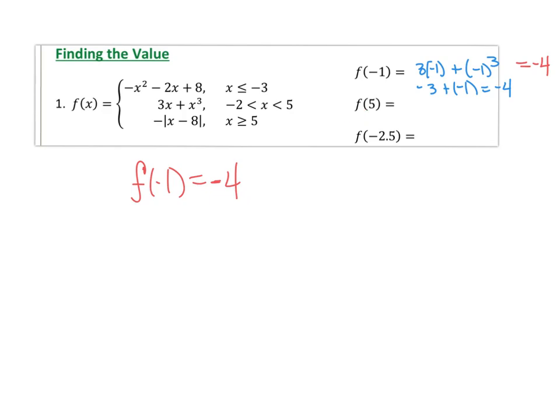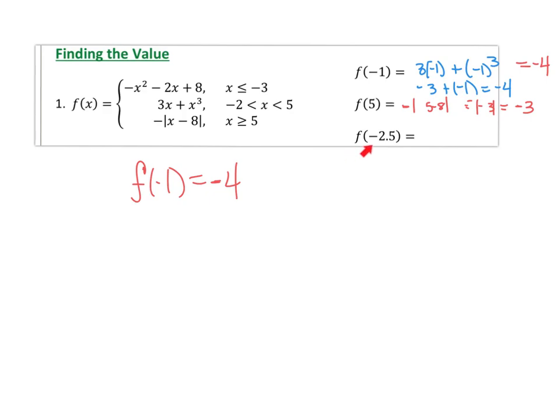Let's do the second one, f of 5. We've got to figure out what 5 fits in and what doesn't fit here. It doesn't fit here, but here this says x is greater than or equal to 5. Bingo, here it is. So we're going to evaluate it here. We're going to write in negative absolute value of 5 minus 8. 5 minus 8 is -3. The absolute value of -3 is +3. We multiply that times the negative that's on the outside, and our final answer is -3. So this is how you evaluate.